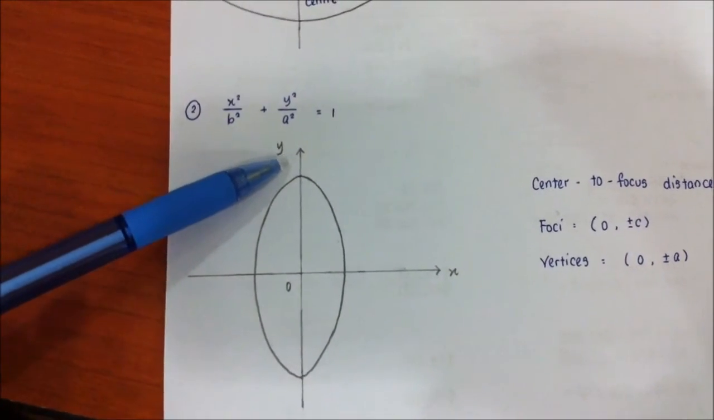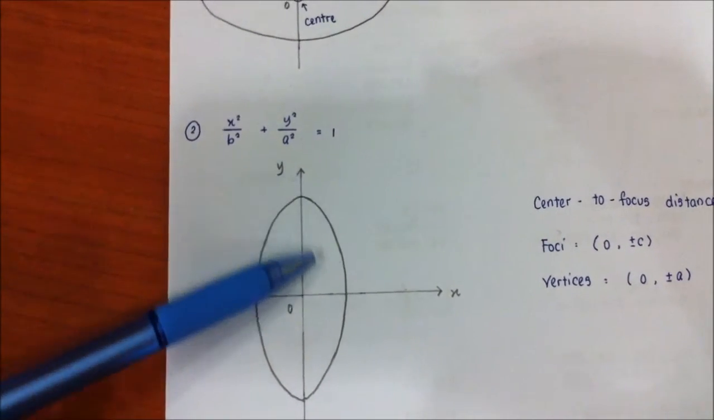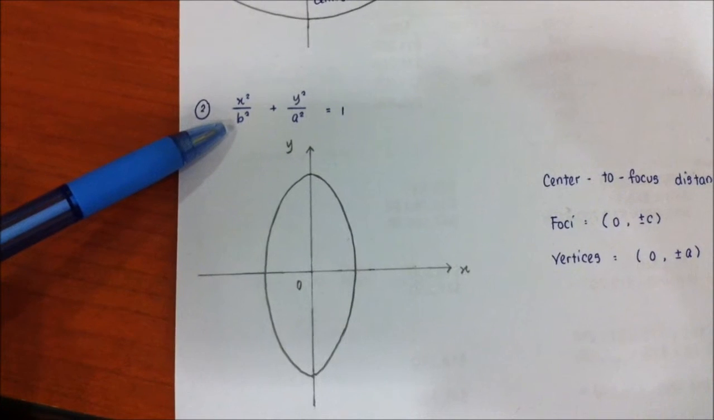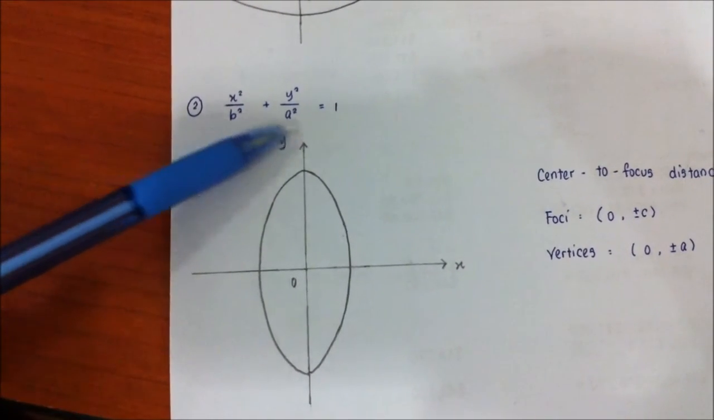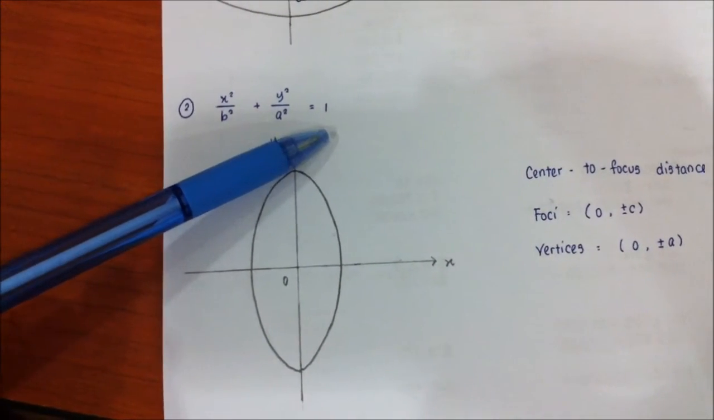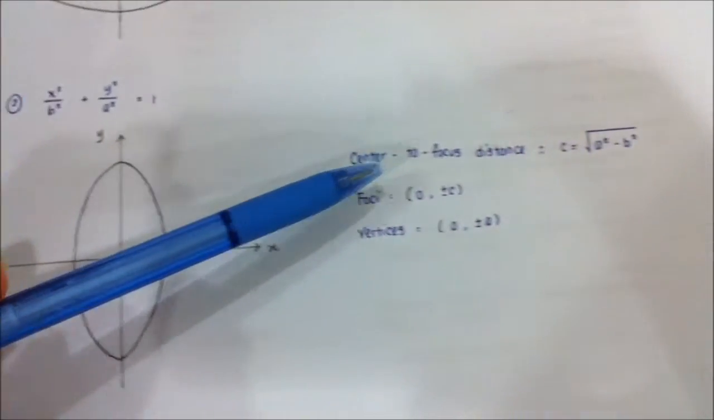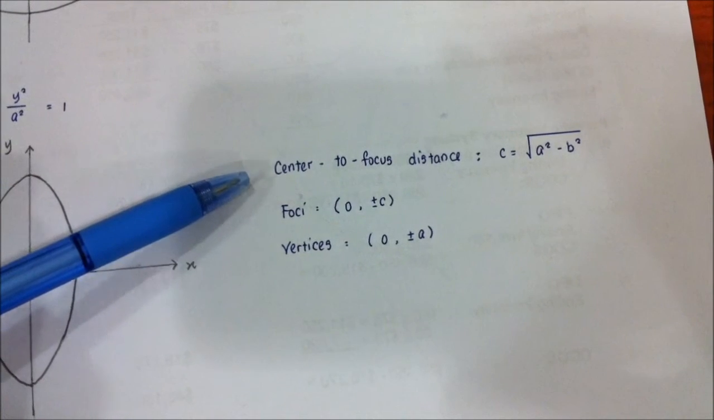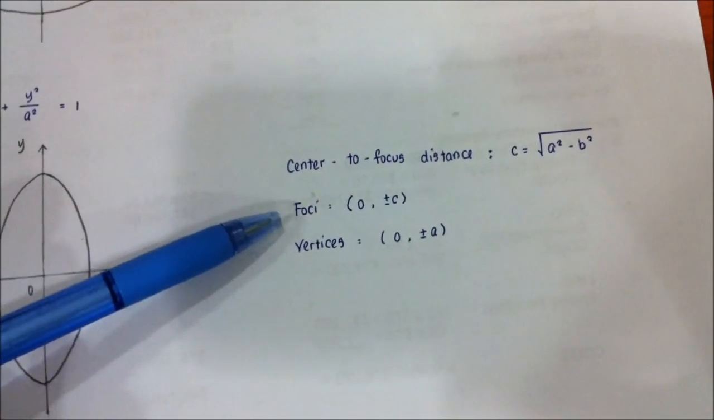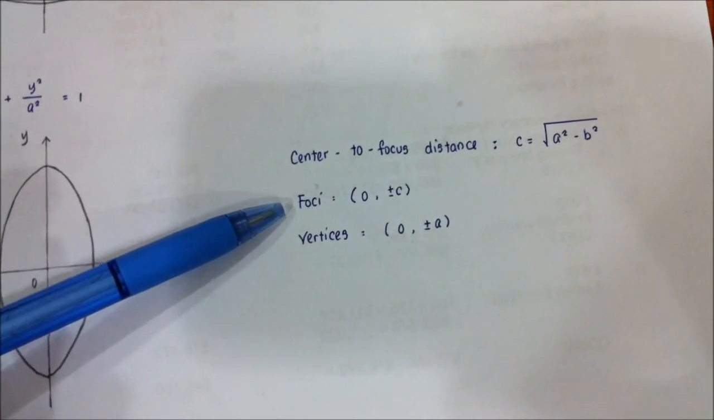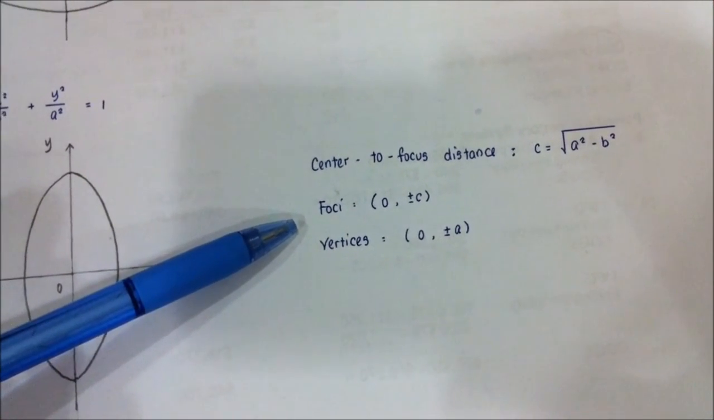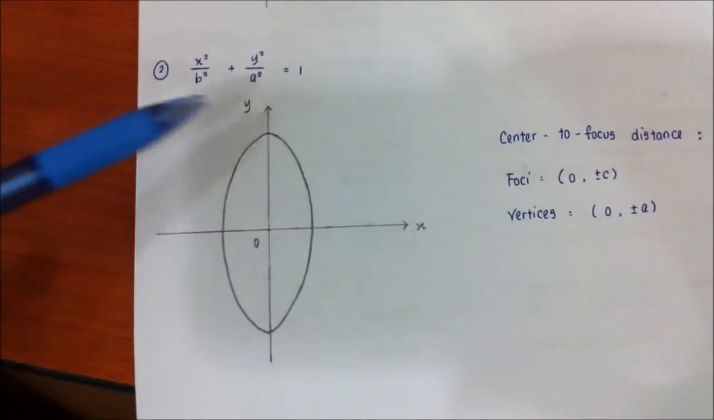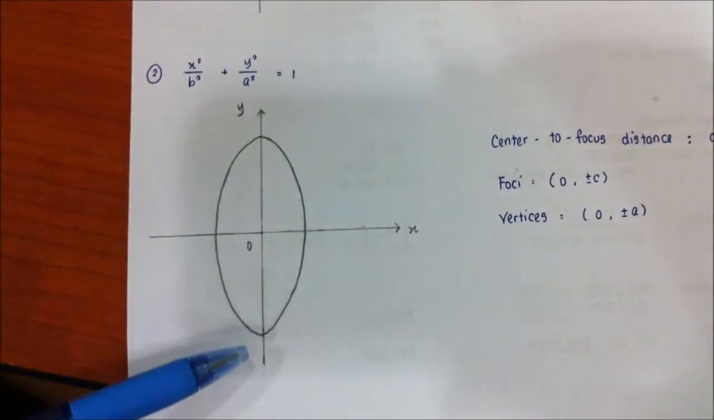The same applies to this one. We can see that the line is longer on the y-axis, so the equation will be x squared over b squared plus y squared over a squared equals 1. So how do we find the center-to-focus distance? It is the same: c equals the square root of a squared minus b squared, and the foci we will write this way: 0, plus or minus c, and the vertices are 0, plus or minus a, because the semi-major axis is y.